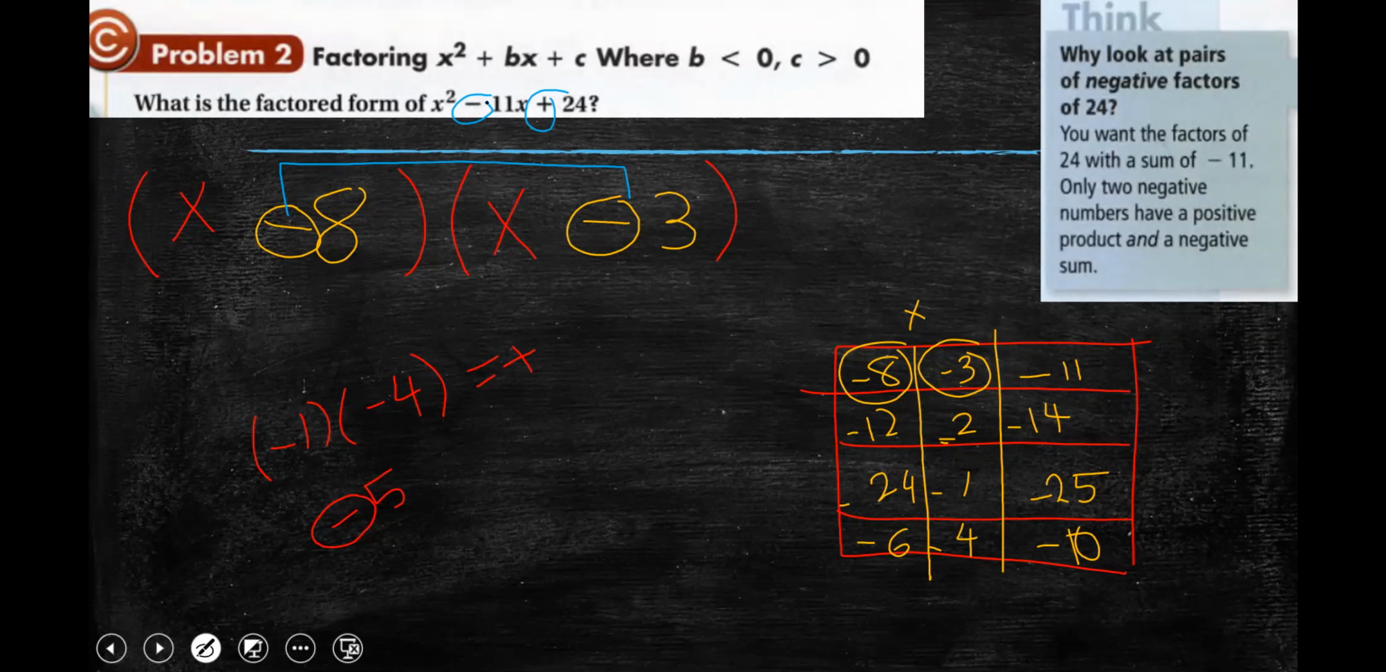Now, the four ways it could be: x squared plus bx plus c, or x squared minus bx minus c, and x squared minus bx plus c. Oh, sorry. I cannot write here.